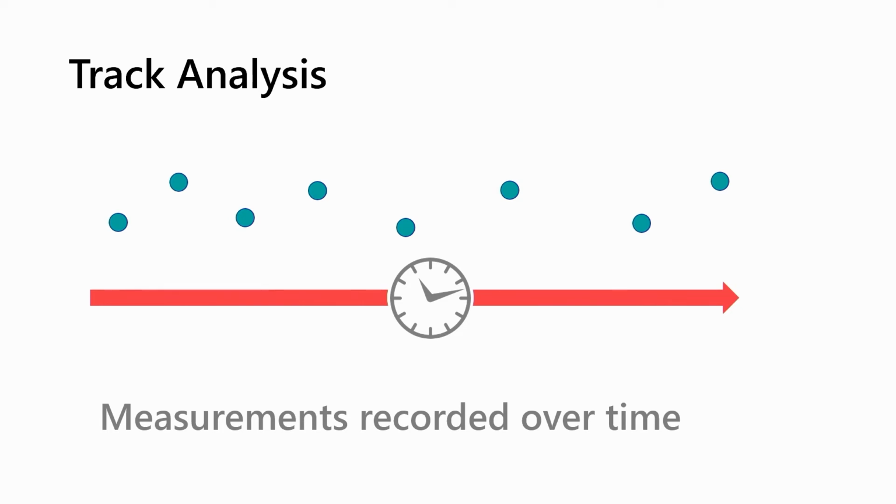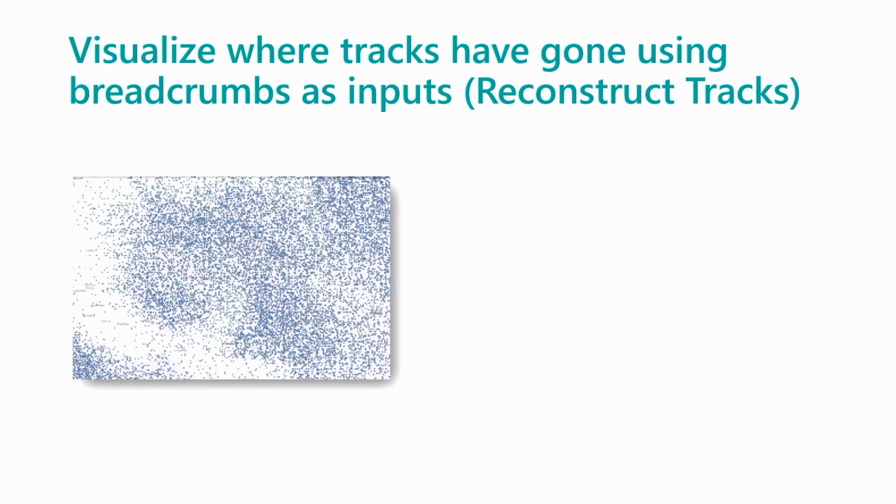I'm going to go through, I think, four tools that we have that deal with track data and give you an example of what we can do with them. The very first is to visualize where tracks have gone using breadcrumbs as inputs. This is something that we call Reconstruct Tracks. On the left here, I have a bunch of hurricane recordings, so measurements of a hurricane at a certain time. As you can see, it's hard to tell, is this one hurricane? Probably not. That would be a horrible hurricane. Is it many hurricanes? How can we visualize the hurricanes?